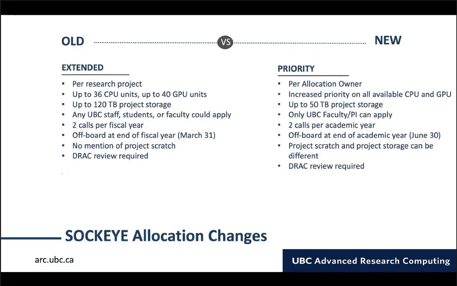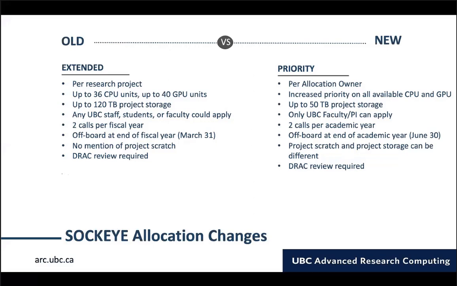So for those of you that had an extended allocation, these have changed slightly as well. They're now called priority allocations. Again, these are per allocation owner. So a PI or a faculty member cannot have multiple allocations. It is per allocation owner.